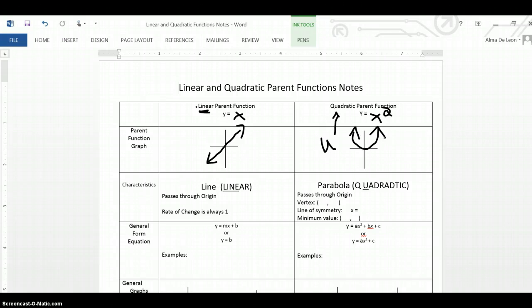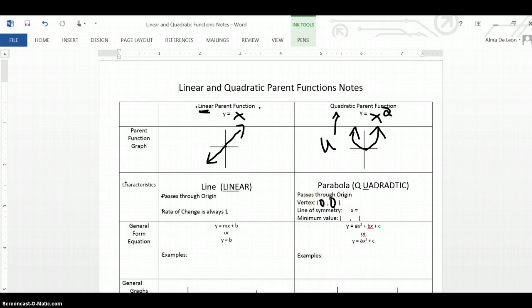Some of the characteristics, well, the linear parent function passes through the origin, as we just said, passes through 0, 0. It also has a rate of change of 1. We'll talk more about that in a little bit. The quadratic parent function also passes through the origin 0, 0. Its vertex, which is the lowest point on it, is 0, 0.